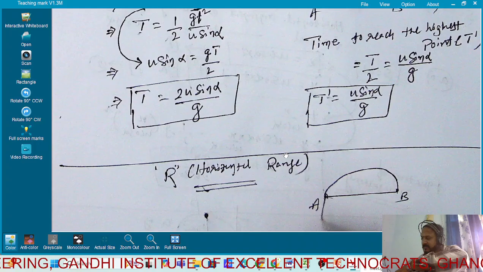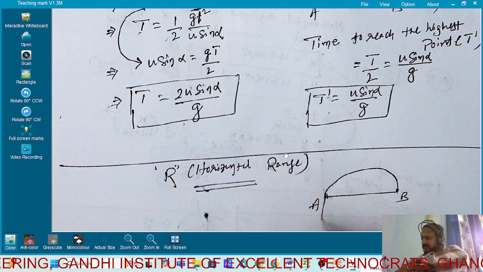Which is the point of projection? A is the point of projection. And the projectile follows this particular path, finally it strikes the ground at point B. So from A to B, what is the horizontal distance? That is called the horizontal range. Horizontal range means the distance between A and B, or you can say length AB. Now you give me one question.